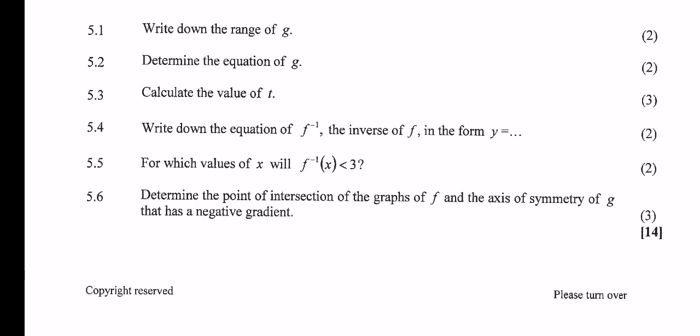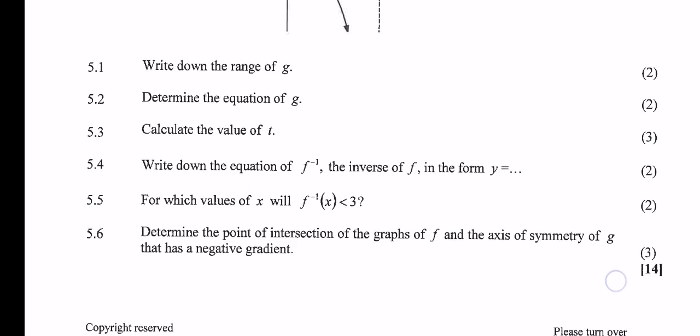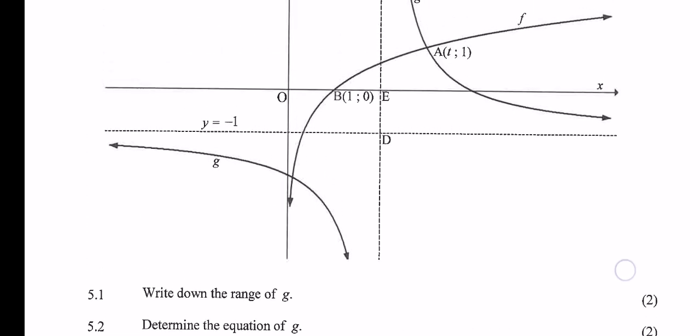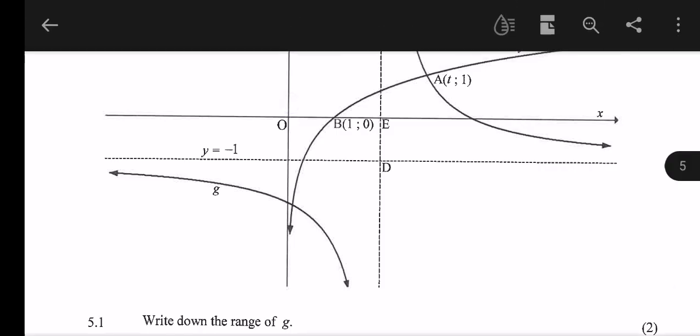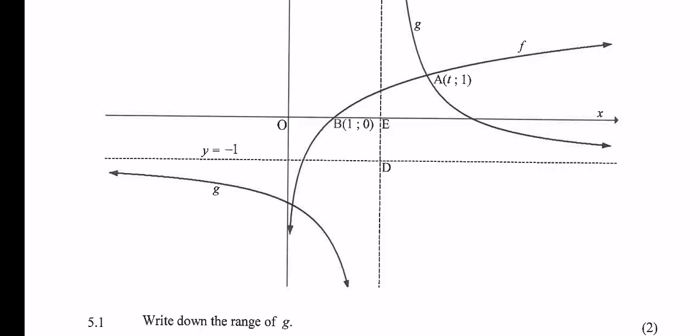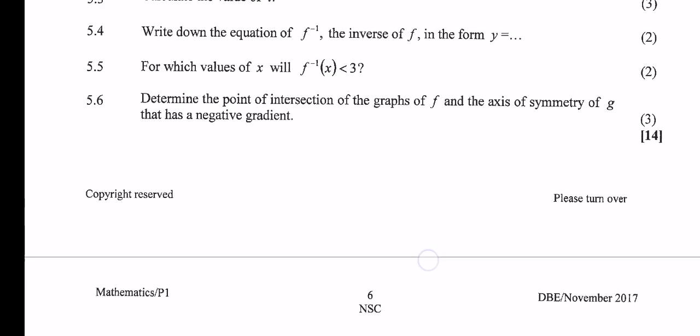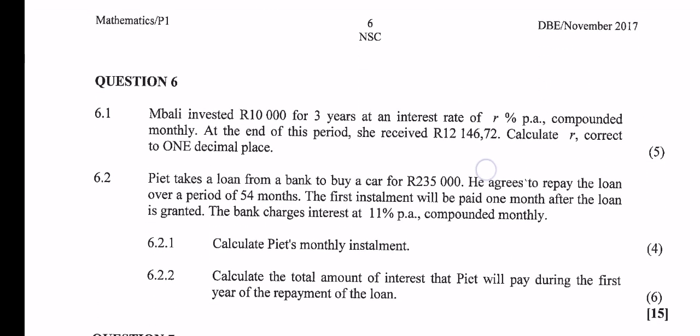Determine the point of intersection of the graph of F and the axis of symmetry of G that has a negative gradient. The x-intercept of the graph of F is B. The axis of symmetry also passes through (1, 0). That means that is where they intersect each other, both graphs. I hope I made it clear. I'm not going to write that down.